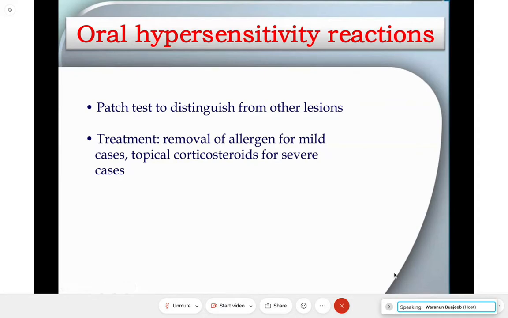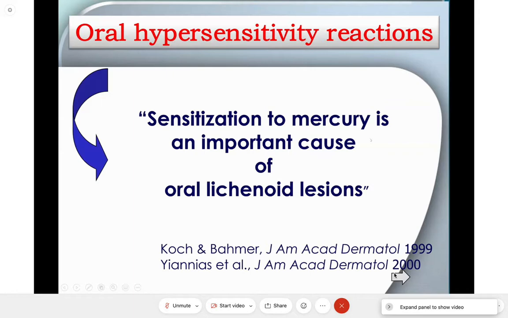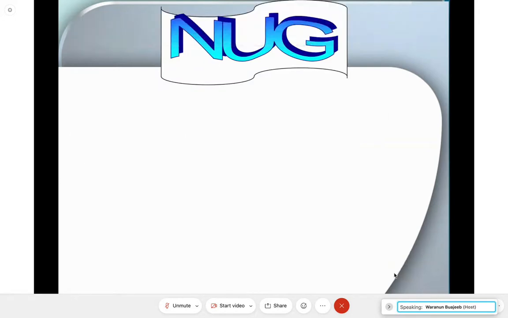But for the severe case, you can give topical corticosteroids. And this is very important in the case of, maybe, allergy to a crown restoration or mercury, because mercury can cause a lichenoid lesion, where a red and white lesion can occur. So in that case, you need to change to another type of material.